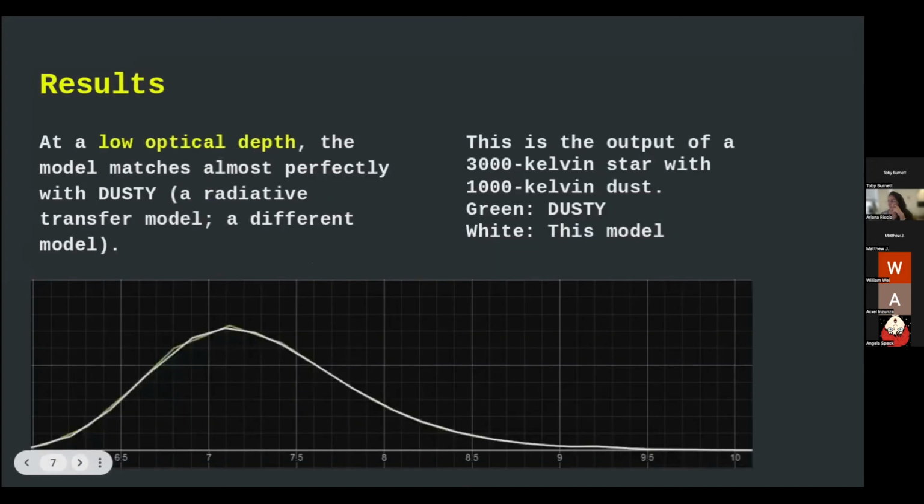And now for the results. At a low optical depth, the model matches almost perfectly with Dusty, which is a radiative transfer model. This is the output of a 3000 Kelvin star with 1000 Kelvin dust. Green is Dusty and white is this new model.